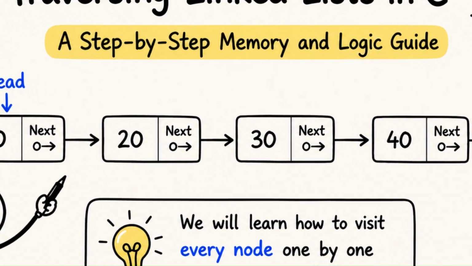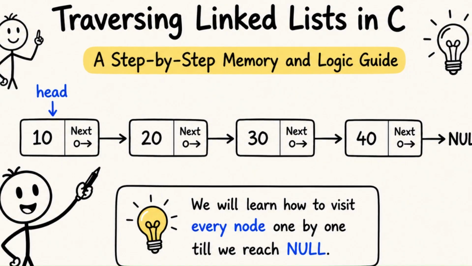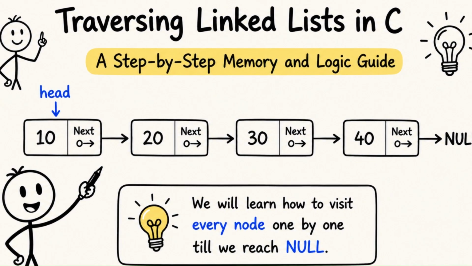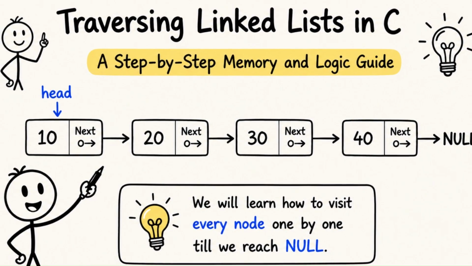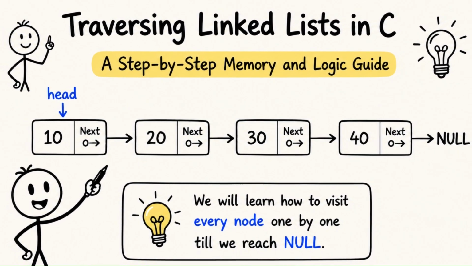But check out that final node. Its next pointer just cleanly points to null. In C, null acts as a total dead end. It's the definitive signal that our list is finished.